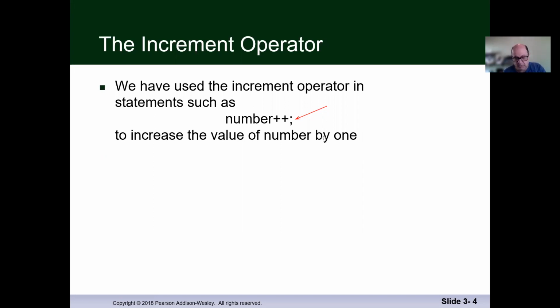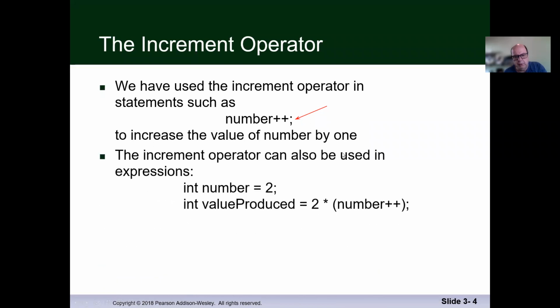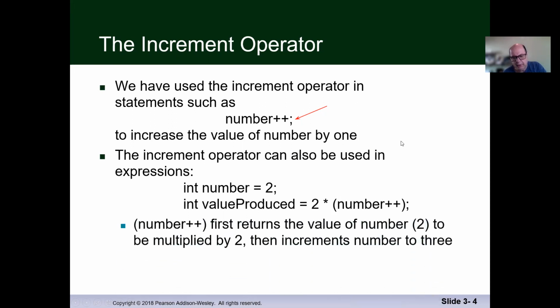So C++ coming from the C language. C++ means C plus one. That's what it means. So it's going to increase the value by one. Now we can see that we can do this by itself in one line, or we can put it in an expression. So we can have the number plus plus inside an expression. Now, that's what we're going to spend time talking about.